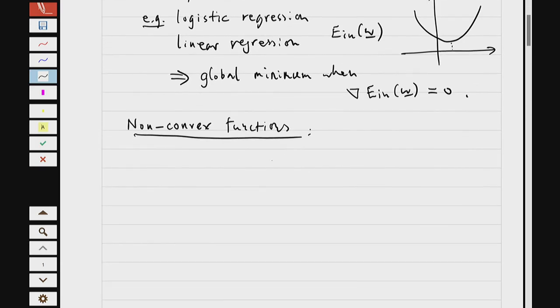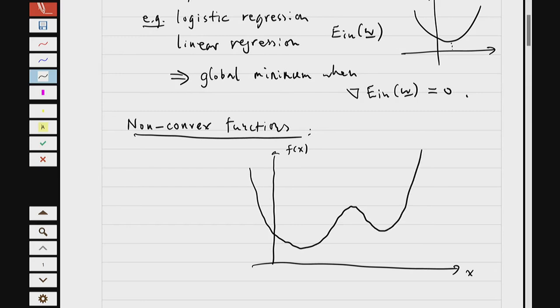So, a non-convex function, let's draw a one-dimensional case. Make it more vertical. Let's say it's x, with d equals 1, so f of x. It might look something like this.